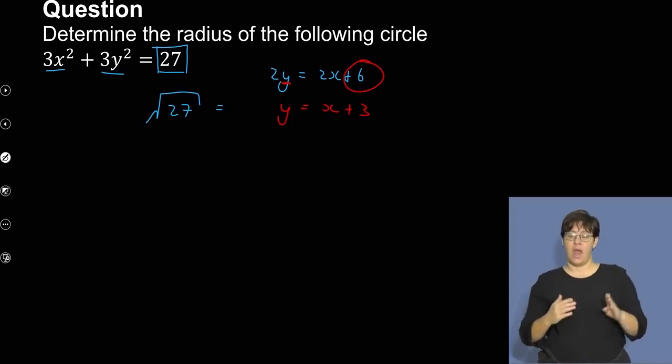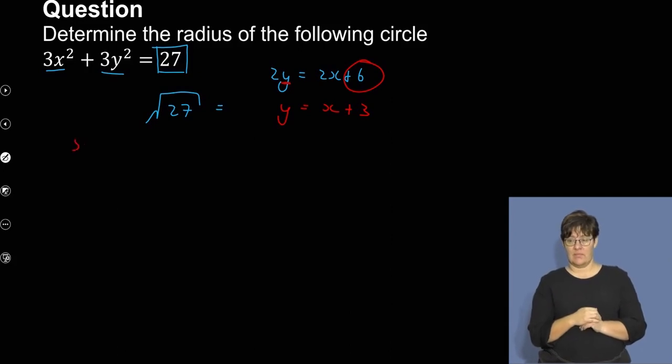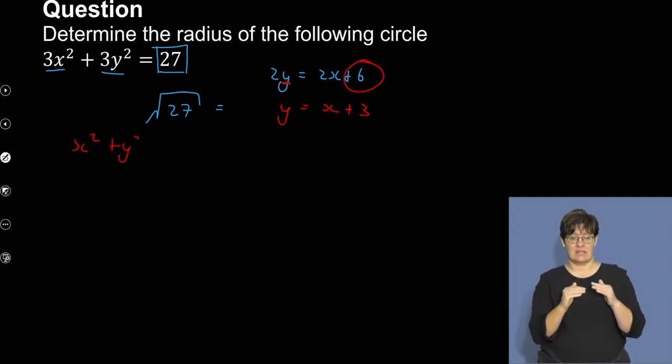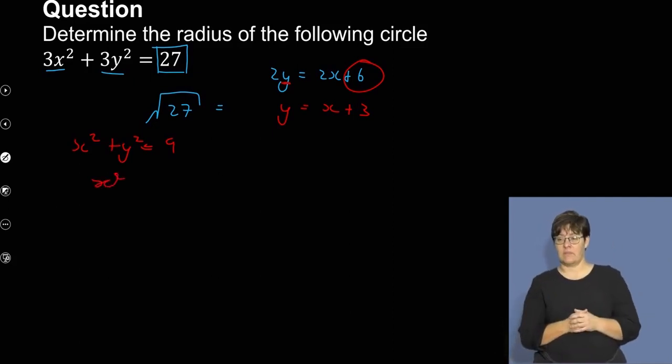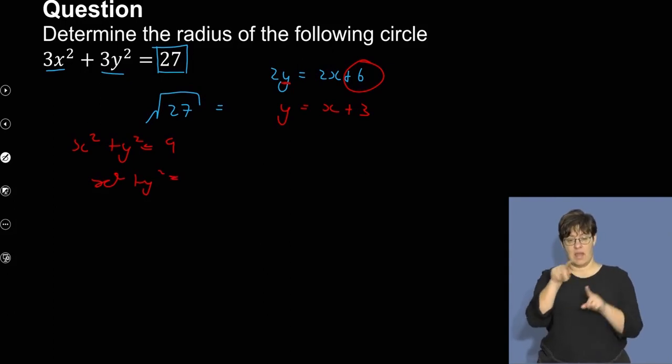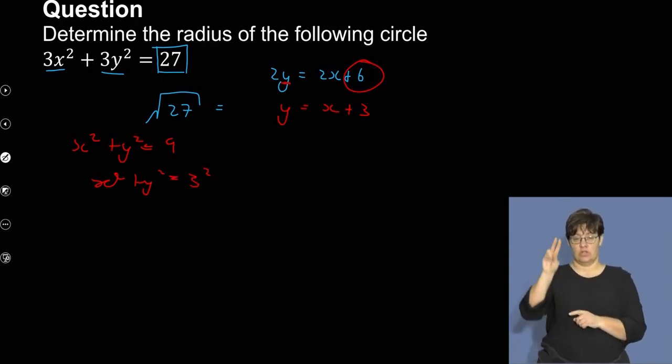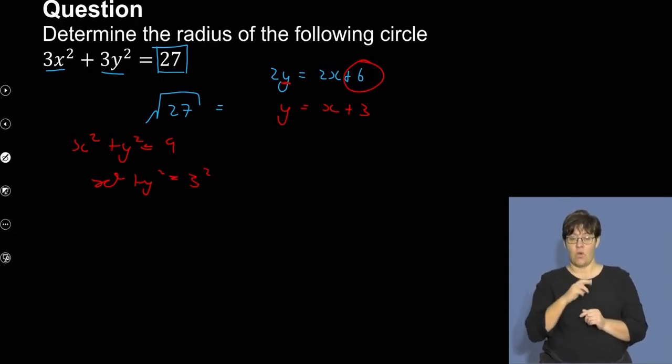And so this is exactly what I'm going to do here. I have to get it into standard form, and I'm going to divide both sides by 3, and what I'm going to get is that x squared plus y squared is equal to 3 squared. My radius is 3.